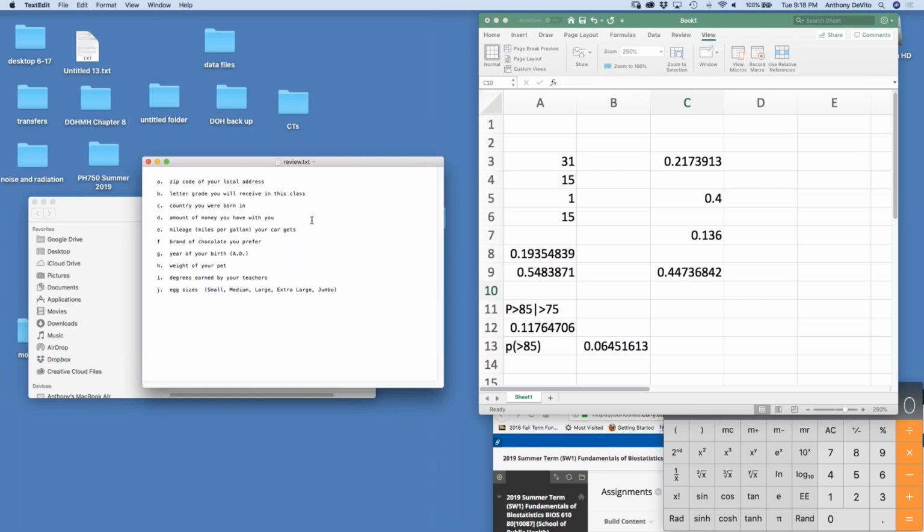From 0 to some large number. So that's going to be a numerical or scalar variable. Miles per gallon your car gets. Again, that's on a scale from 0 miles per gallon to whatever number of miles per gallon. That again is a numerical or scalar variable. The brand of chocolate you prefer, that's a name, right?